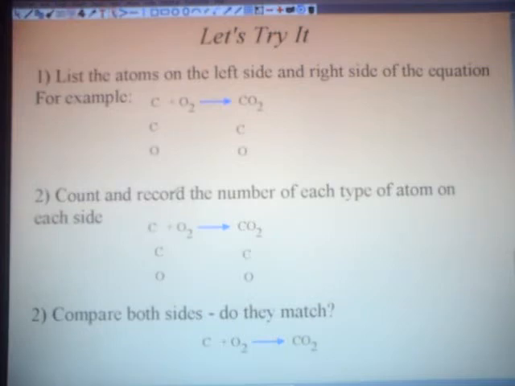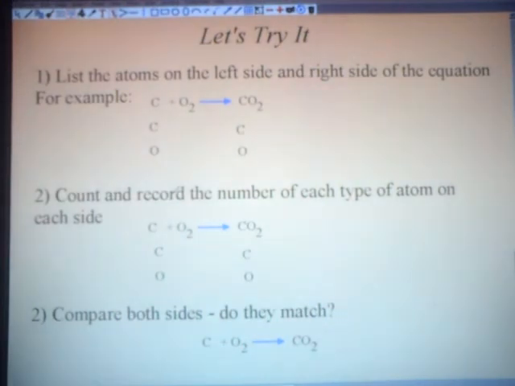Then the second thing I'm going to do is count the number of each type of atom on each side. And so you can follow along, I'm going to be working off of this worksheet that you did that says balancing equations. But I haven't gotten there yet. This is just a practice.